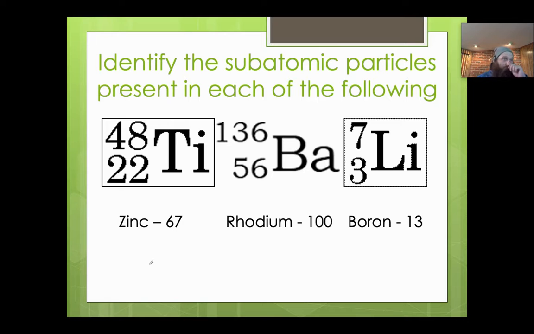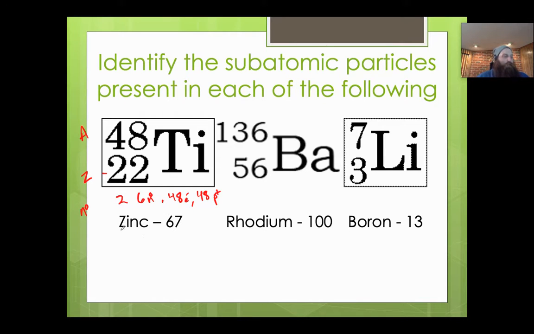In the last video, we also worked on identifying the subatomic particles present based on either hyphen notation or nuclear notation. We know that it's a little easier with nuclear to find neutrons because we're just going to subtract. Remember that this is my mass number, this is my atomic number, and so if I want to find neutrons, I would just subtract the two. So this would be 26 neutrons.